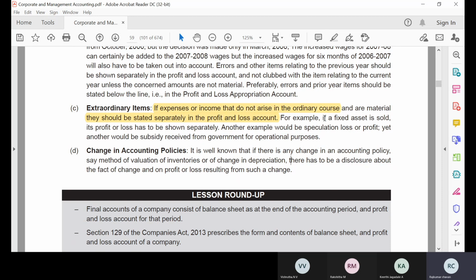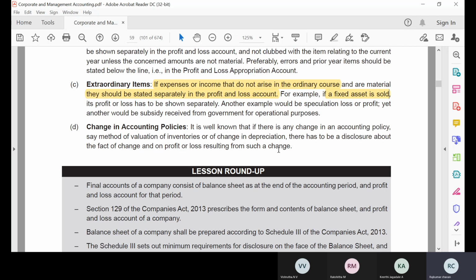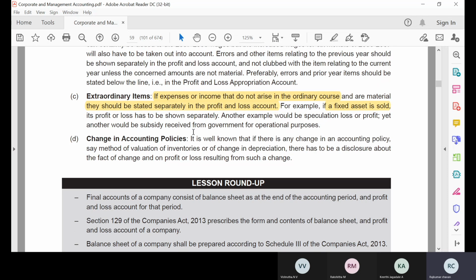For example, when a fixed asset is sold. Obviously, we will not do this in the ordinary course. We sell the asset when its value has been completely depreciated, and the scrap value amount will be recorded as an extraordinary item. Its profit or loss has to be shown separately. When you sell the asset, whether you got a profit or loss, it has to be shown separately.